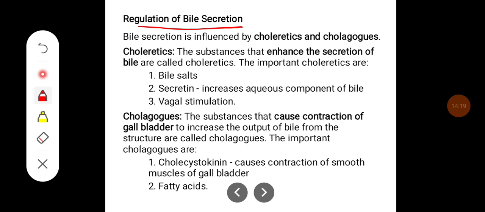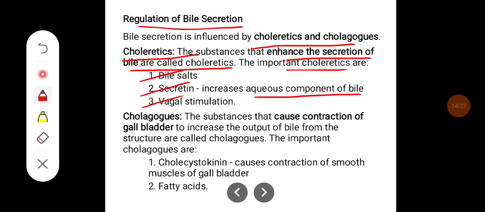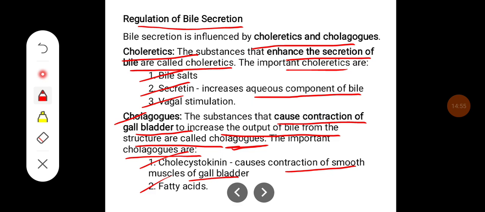Regulation of bile secretion. The bile secretion is influenced by choleretics and cholagogues. Choleretics are the substances which enhance the secretion of bile. The important choleretics are bile salts, secretin, which is going to increase the aqueous component of bile, and vagal stimulation. Cholagogues are the substances that cause contraction of the gallbladder to increase the output of bile from the structure. The important cholagogues are cholecystokinin, which causes the contraction of the smooth muscles of the gallbladder, and fatty acids.